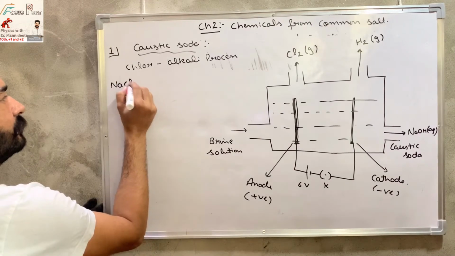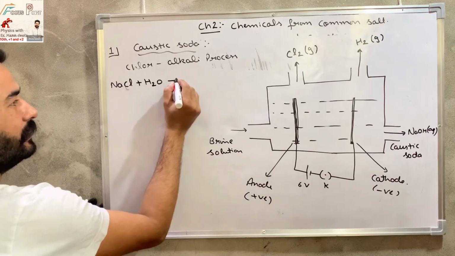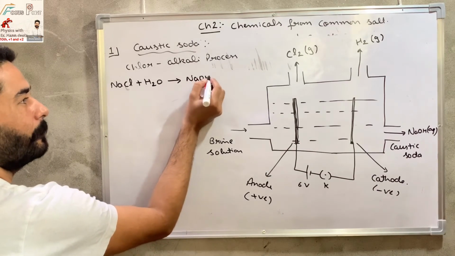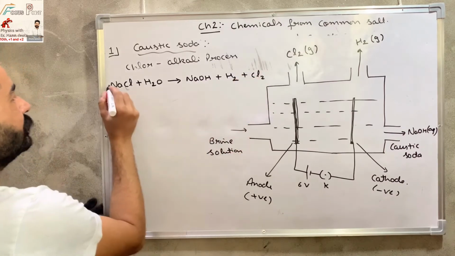NaCl in water. This is brine solution. Then it will form caustic soda and hydrogen gas and chlorine gas. Balancing we have done.